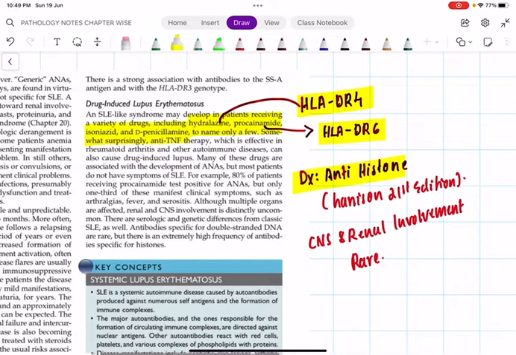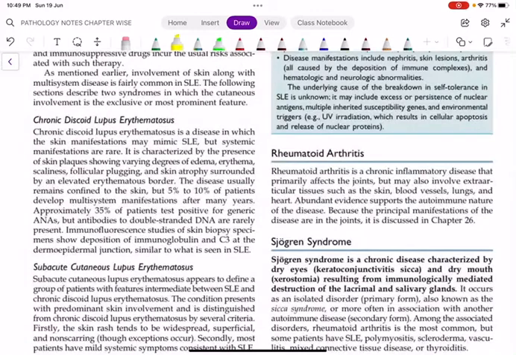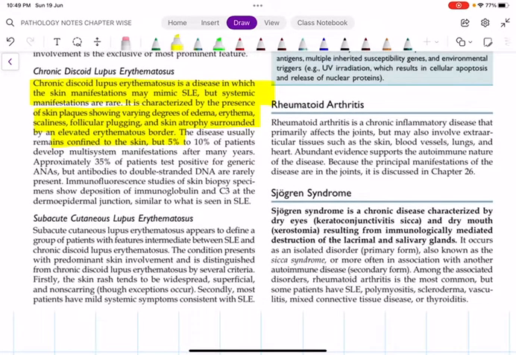They are the classical, most specific, most sensitive antibodies for drug-induced lupus. And remember, compared to classical systemic lupus erythematosus, CNS and renal involvement are very rare in drug-induced lupus erythematosus. And what is chronic discoid lupus erythematosus? In it the skin manifestations will be more, but the systemic manifestations will be very rare. That means there will be skin plaque, follicular plugging, skin atrophy, elevated erythematous border. Very few patients will develop systemic manifestations.